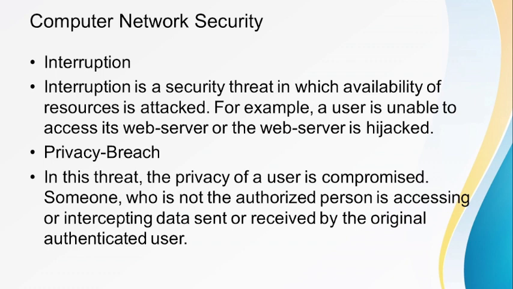Now, interruption is a security threat in which availability of resources is attacked. For example, a user is unable to access its web server, or the web server is hijacked. When we look at privacy breach, this is a threat in which the privacy of a user is compromised. That is, someone who is not authorized is accessing or intercepting data which is sent or received by the original authenticated user. This means that an unauthorized person can access your data or your resource. That's called privacy breach.